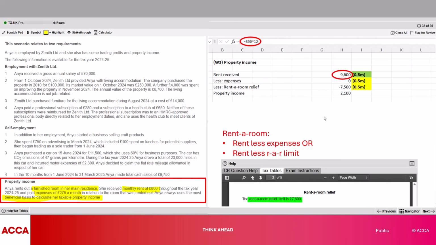But don't combine too many steps in one cell. Bear in mind that the marker is going to have a look and try and work out what you've done if you got it wrong. So make their life easy. So that's all three of our different types of income.